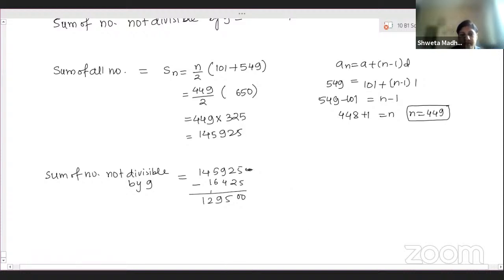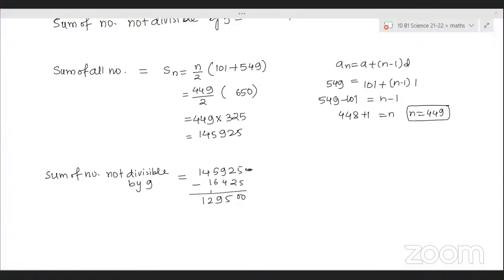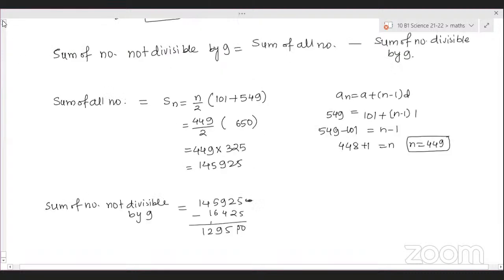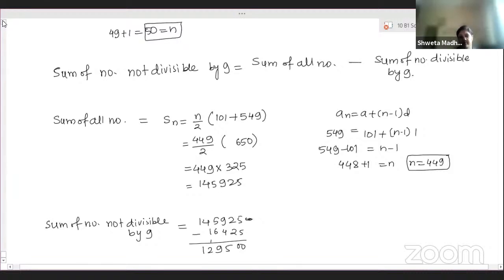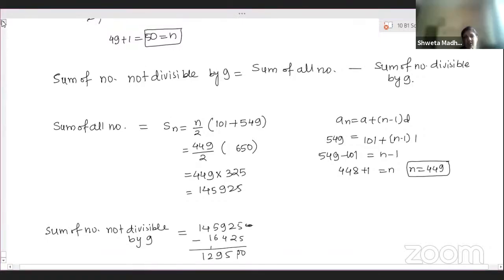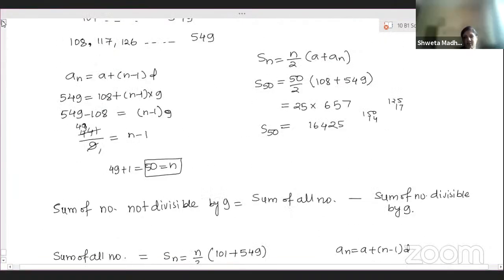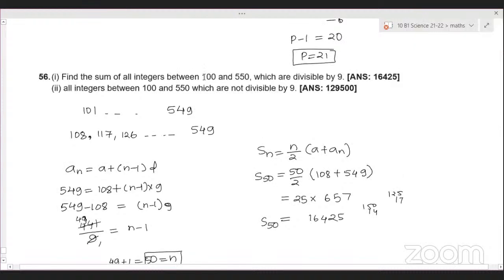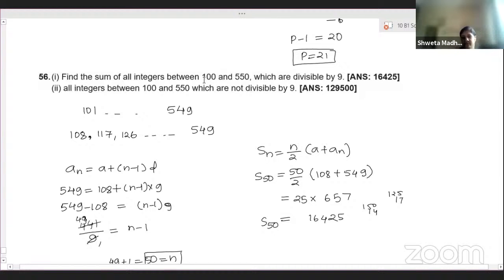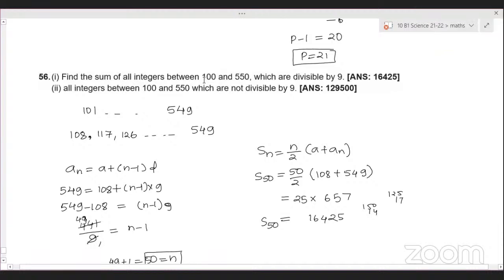Understood how to find? It's not that clear. Like the sum of all numbers after the arithmetic. What are the numbers we are taking? Numbers are between 100 and 550. So what are the numbers you have to include? Except 100 and 550, so that is 101 to 549. So the sum of all the numbers you have to calculate.